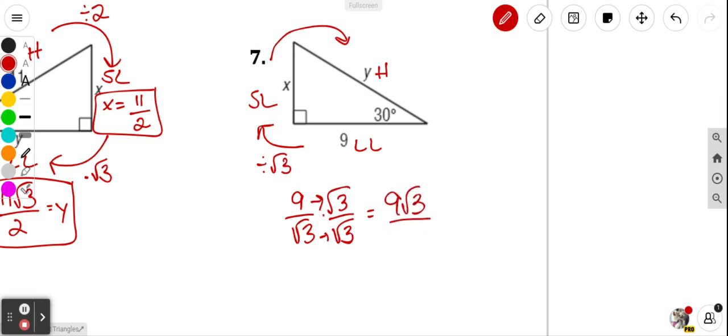Radical 3 times radical 3 is 3, because again, off to the side, radical 3 times radical 3 is really radical 9, and the square root of 9 is 3. So it's just a plain 3. Any radical times itself is just that number, the radicand that's underneath. So now I can reduce: 9 over 3 is 3. So the short leg is 3 radical 3. That's my x.